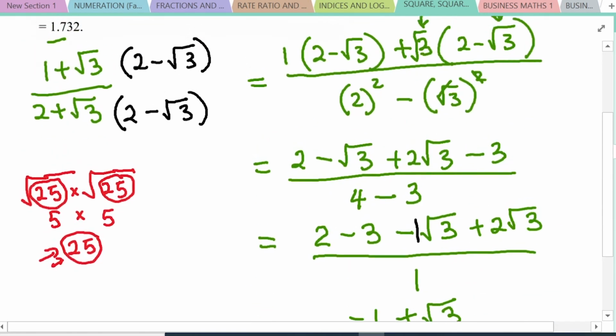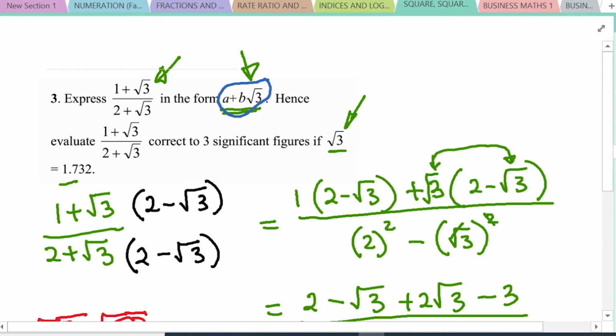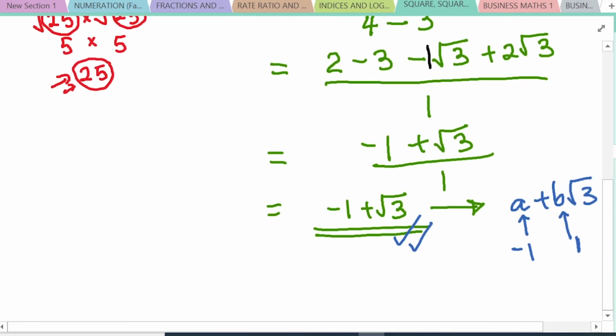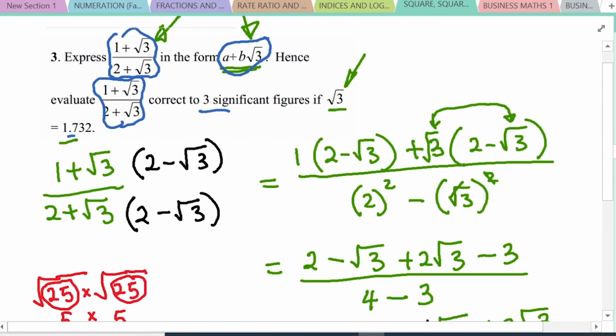Okay, now the question continues to say, hence evaluate this expression, which is the same as this one that we have just expressed. So evaluate this, correct to 3 significant figures if the root of 3 is this. So our answer we got, remember it's negative 1 plus root 3. So let me write it here, it's negative 1 plus root 3. So negative 1 plus root 3 is going to be equal to negative 1 plus our root of 3. Now our root of 3 is 1.732.